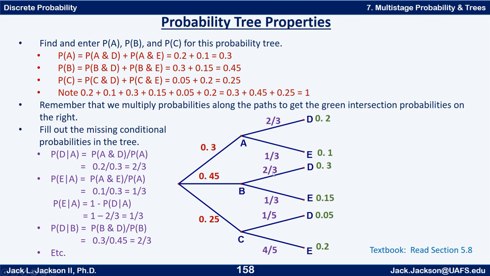0.3 divided by 0.5 is 2/3. 0.15 divided by 0.45 is 1/3. 0.05 divided by 0.25 is 1/5, and 0.2 divided by 0.25 is 4/5. And a check is that these two have to add up to 1, and these two add up to 1, and these two add up to 1. And of course, all three of these have to add up to 1. And all the green ones have to add up to 1.